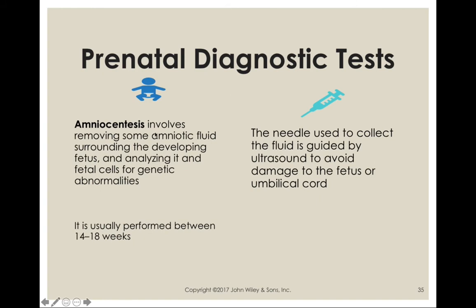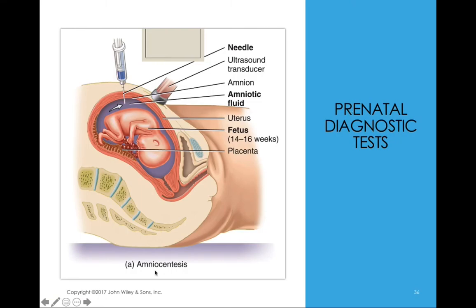The first is amniocentesis. Amniocentesis is a process that removes a small amount of amniotic fluid from the amniotic sac. To avoid rupturing the amniotic sac, the needle is often administered through the abdominal wall. And you can see amniocentesis shown right here, with the needle going through the abdominal wall, through the uterus, and into the amniotic cavity. Ultrasound is going to be used to ensure that the needle doesn't damage the fetus or the umbilical cord.